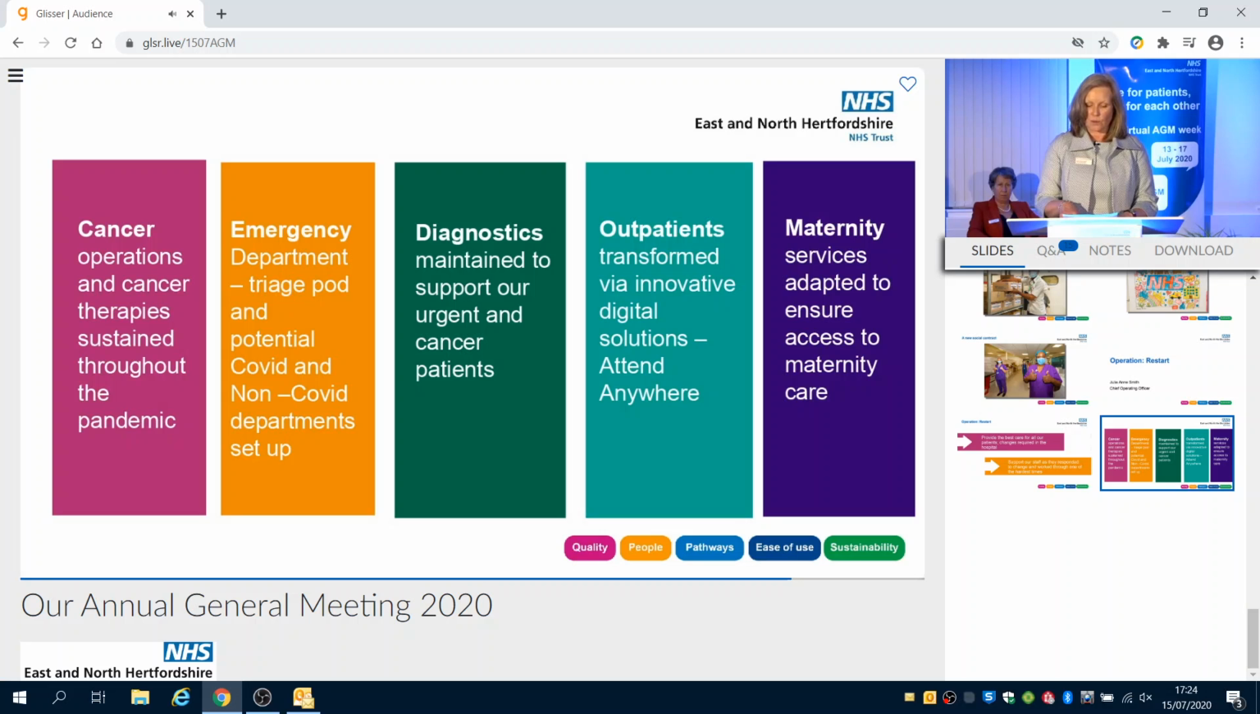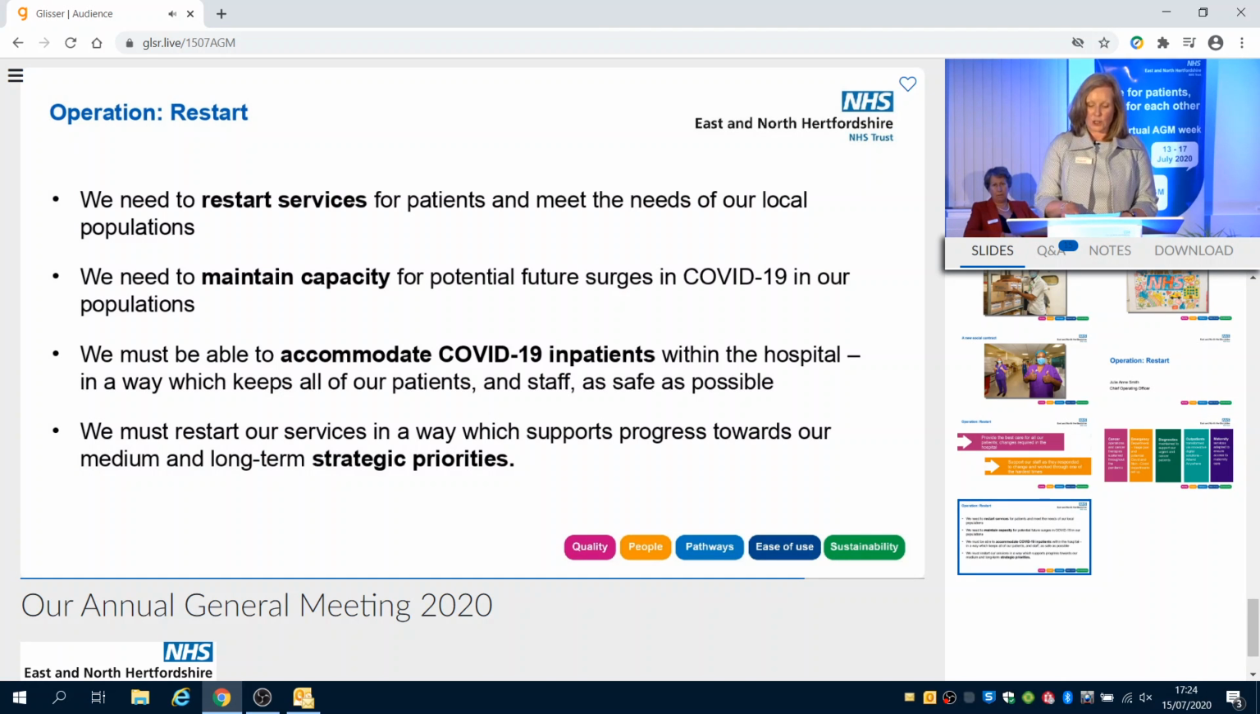Diagnostics continue to support our urgent and cancer patients, and outpatient services were transformed by the use of non-face-to-face digital solutions, accelerating the adoption of new ways of working for patients and staff alike. Our maternity services quietly and effectively responded to the changes required, providing COVID-safe hospital and home birth solutions in support of our mums and babies. From this position, we were in a good place to launch our recovery programme.